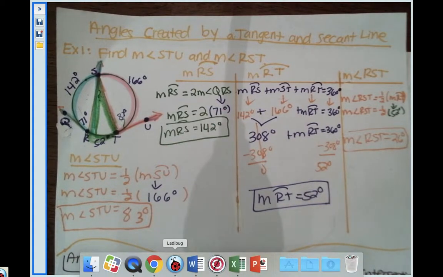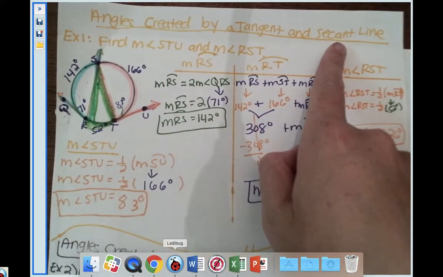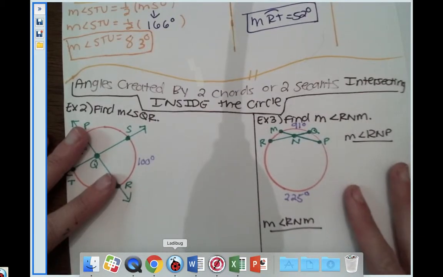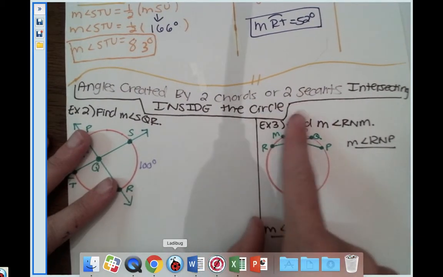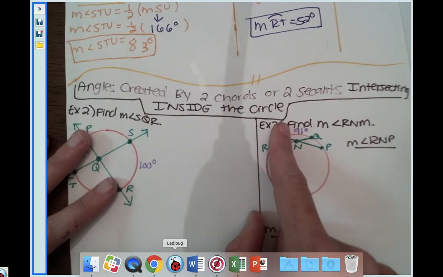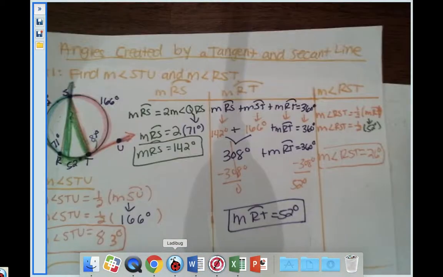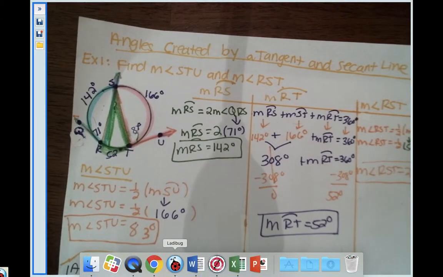Now that we learned how to solve with angles created by a tangent line and secant lines, we're now going to learn how to solve with angles created by two chords or two secants intersecting inside the circle. These are going to have some different properties, so get super pumped up. All right, guys, thanks for having fun with me on example 1.